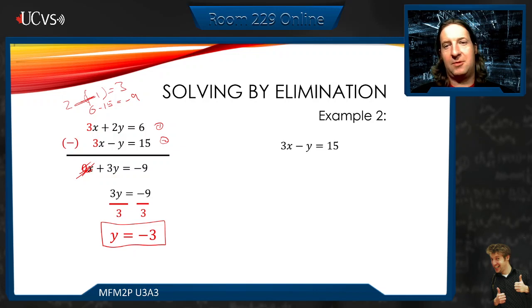I'm going to pick the second one because the first equation has a 2 in front, and this one only has a negative 1. So there's less things to worry about. So 3x take away y is equal to 15.